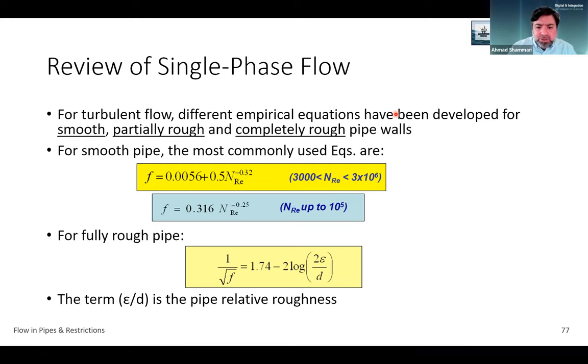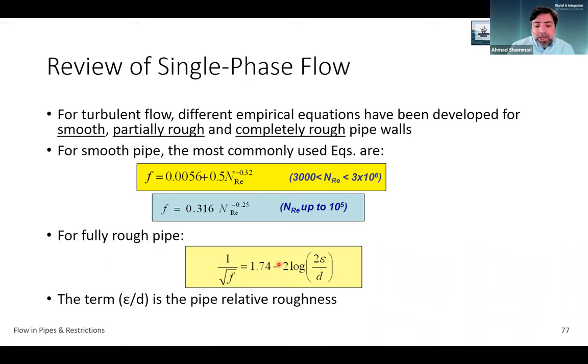Now, we need to understand certain basics for single phase flow. For turbulent flow, as I mentioned before, different empirical equations have been developed for smooth, partially rough, or completely rough pipes. For smooth pipes, the most common equation is this one here. By the way, this empirical equation is nothing but a description of the Moody diagram. If the Reynolds number is between 3,000 and 3 million, we use this equation, and for higher Reynolds number, we use f equals 0.316 times Reynolds number to the power minus 0.25. This is for smooth pipe.